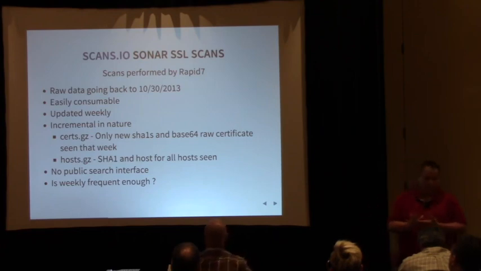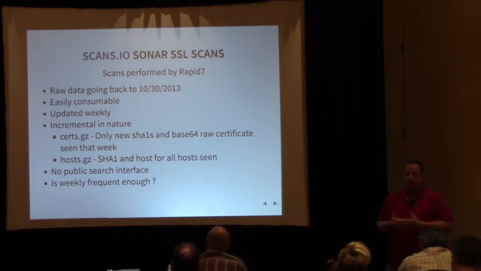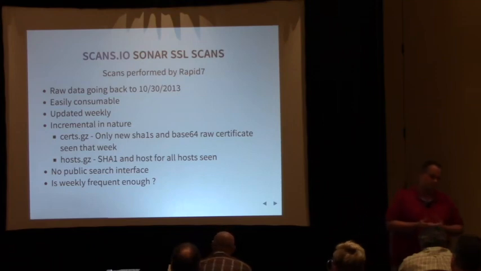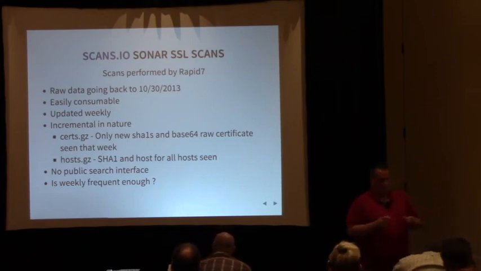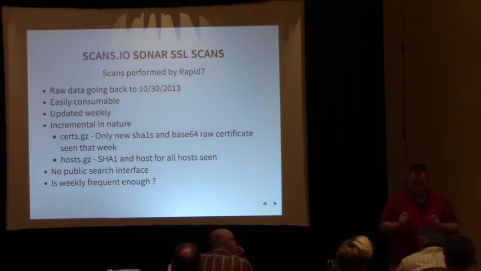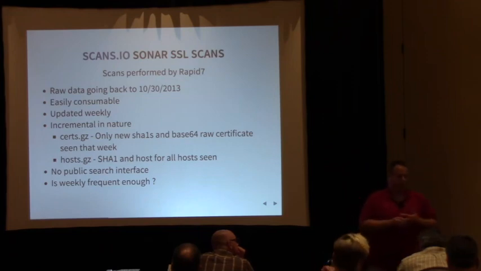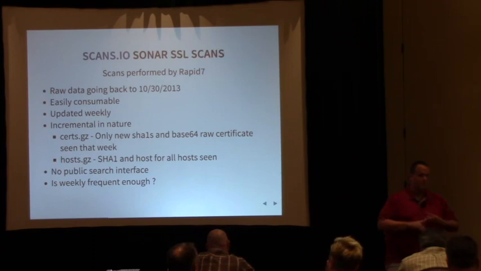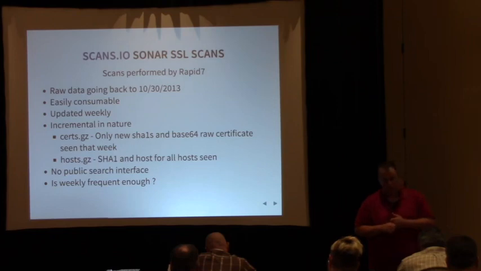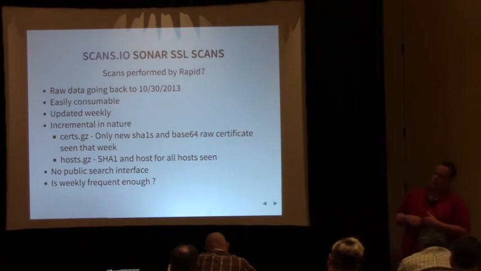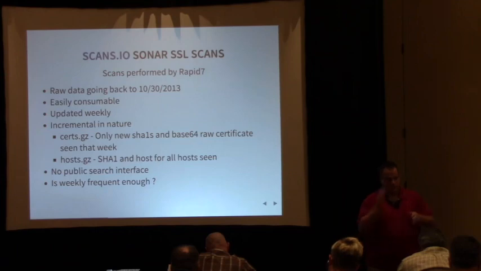So what I mean by that is the release for the files that I use. They provide a certs.gz file. So if you think about an incremental backup, their file is only the new certificates that they saw that week. Not everything they've seen previously, only the new stuff that week. They provide the SHA-1 fingerprint and the actual raw base64 encoded certificate. Now their hosts.gz file, that is the SHA-1 and the host. That's a mapping, so it's a CSV of SHA-1 host, that's it, of everything they saw that week.